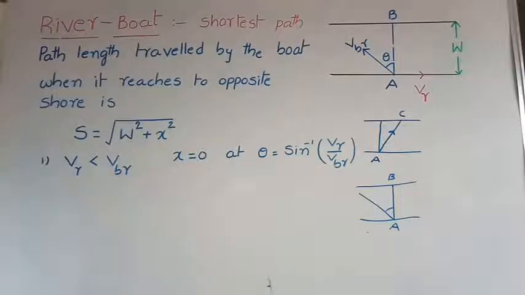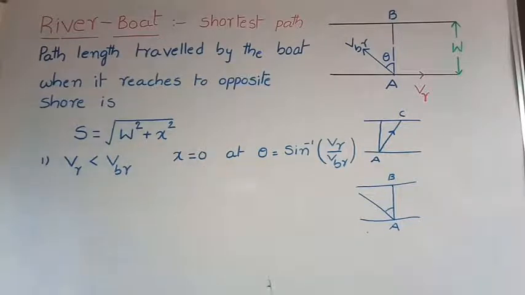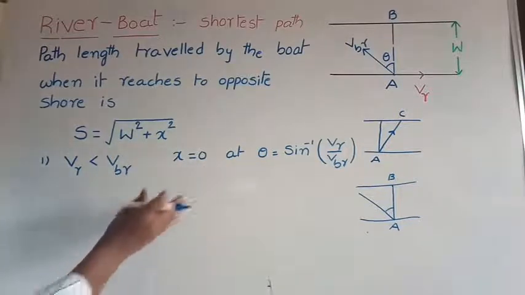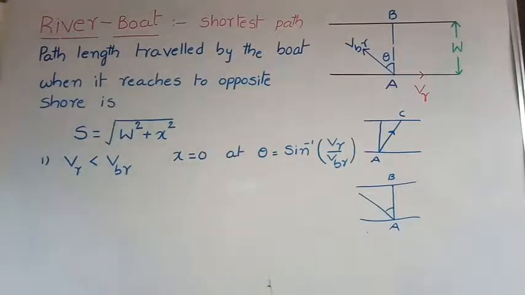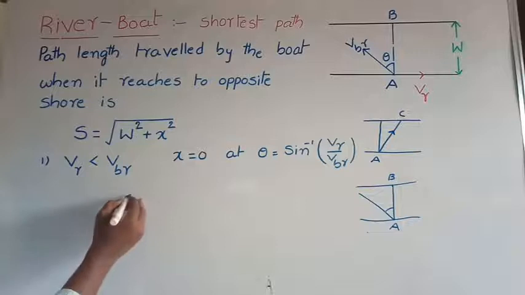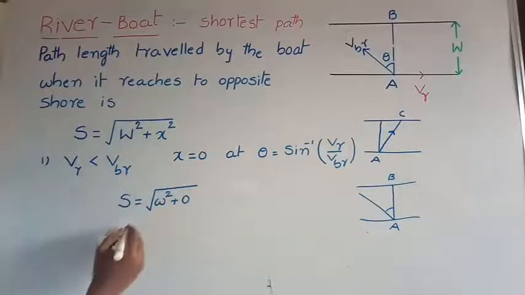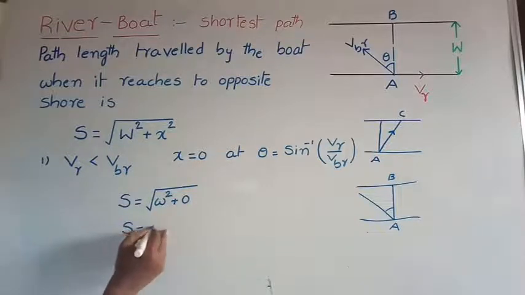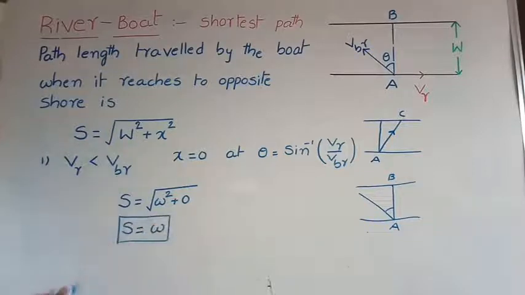For minimum S, two cases are possible. In that, one is x equal to 0 at theta equal to sine inverse of VR by VBR. This is possible when VR is less than VBR. So x is equal to 0, then the length of the path S is equal to under root of W square plus 0. Finally, we get S is equal to W. Length of the path is equal to the width of the river.